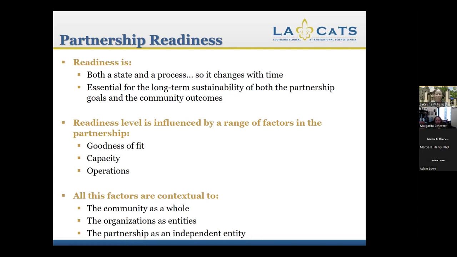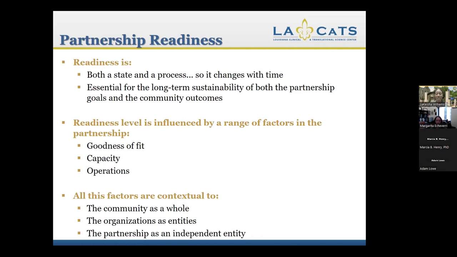Now, readiness, though, is also influenced by various factors. Are we a good fit? So am I thinking that what I'm doing is a great fit with this potential community partner, this community organization, whatever it may be? We also talked about capacity. I'm looking at the team. How many staff members are involved? If they don't necessarily have the staff members, how can I provide some additional funding to assist them in maybe finding some staff members?